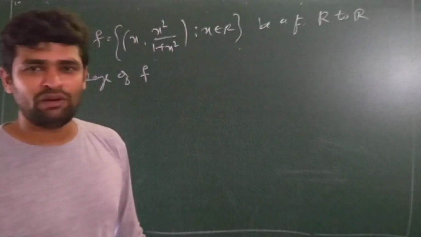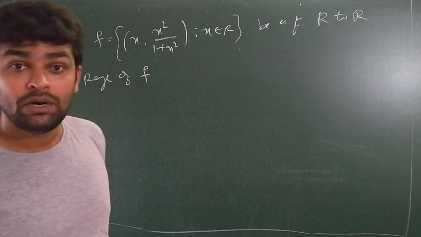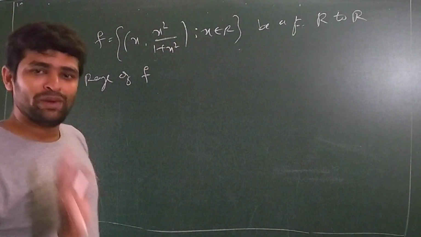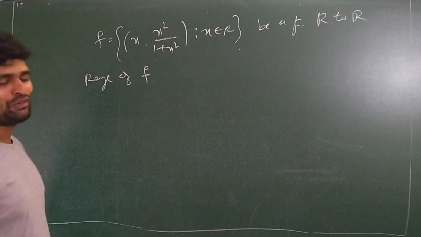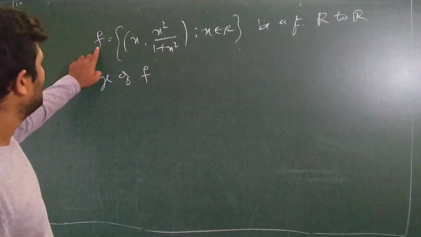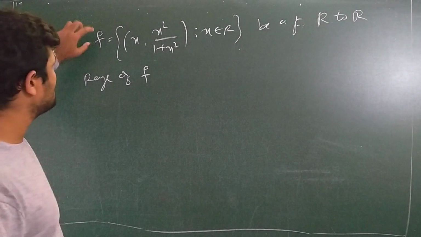x is the independent value. It is called the domain. x belongs to R is the domain. He has given it. Okay, no problem. You need to find out the range. Don't get confused with the symbol.